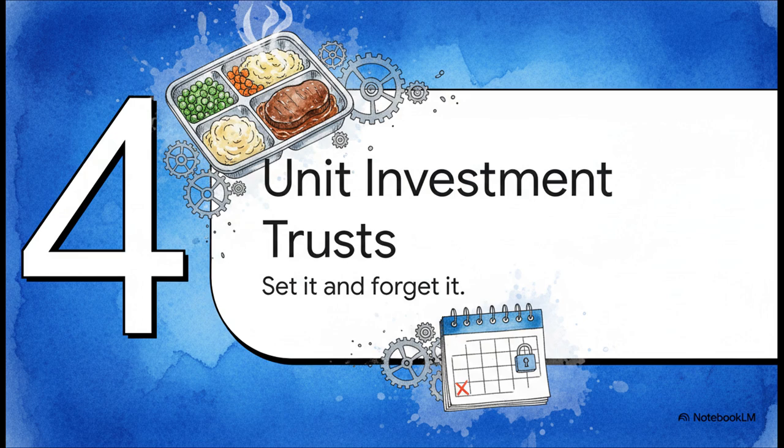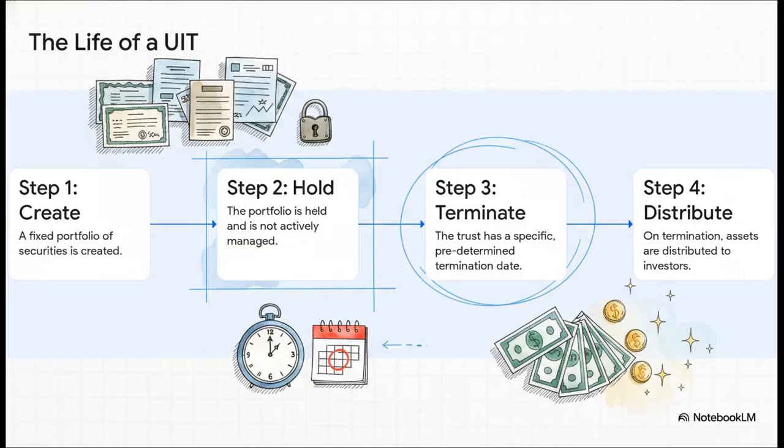All right, on to our third and final type, the Unit Investment Trust, or UIT. If a mutual fund is like a restaurant with a chef who's always changing the menu, a UIT is more like a TV dinner. It is the ultimate set-it-and-forget-it portfolio. The life of a UIT is super simple and, well, finite. A portfolio gets created, usually of stocks or bonds, and then it's locked in. That's it. There is zero active management.